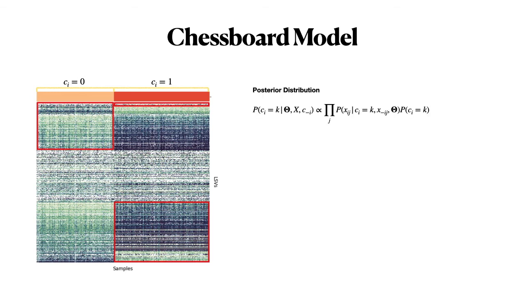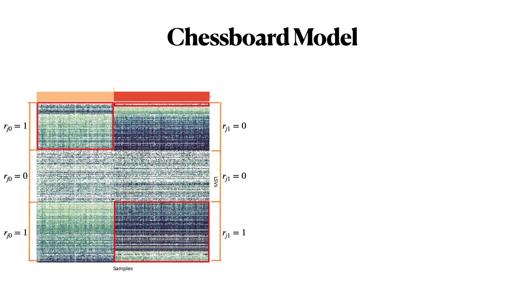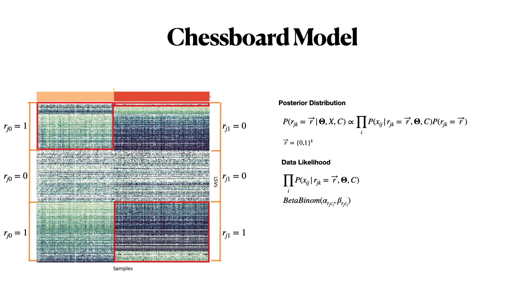Chessboard uses a Gibbs sampling scheme to draw posterior samples for the column and row labels. The posterior distribution of the column labels can be decomposed into the posterior beta binomial likelihood and the CRP prior, where the concentration parameter alpha controls the number of tiles. The posterior for the row labels can be decomposed in a similar manner, with beta binomial data likelihood and exponential sparsity prior.